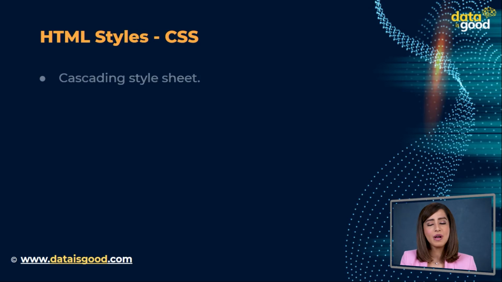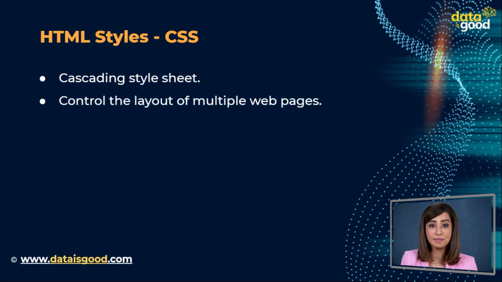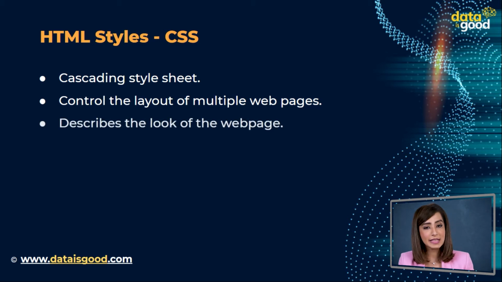Now let's see what it is. CSS stands for Cascading Style Sheets. CSS saves a lot of work. It can control the layout of multiple web pages all at once. It is used to apply the style in the web page, which is made up of HTML elements. It describes the look of the web page.